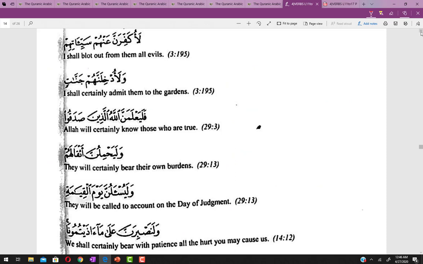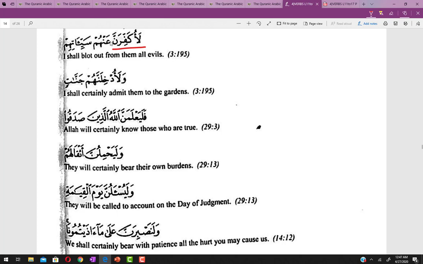Bismillahir rahmanir rahim. La ukaffiranna anhum sayyi'atihim. So here, what do you think is the lam nun tawkeed? La ukaffiranna, this is from form 2. We are going to learn about the different forms in future lessons inshallah in unit 3. For now, just remember this is a form 2, which is kaffara yukaffir, right? So la ukaffiranna, we have lam tawkeed, lam with the fatha and noon with the shadda at the end. La ukaffiranna, right? I shall blot out from them all evils.